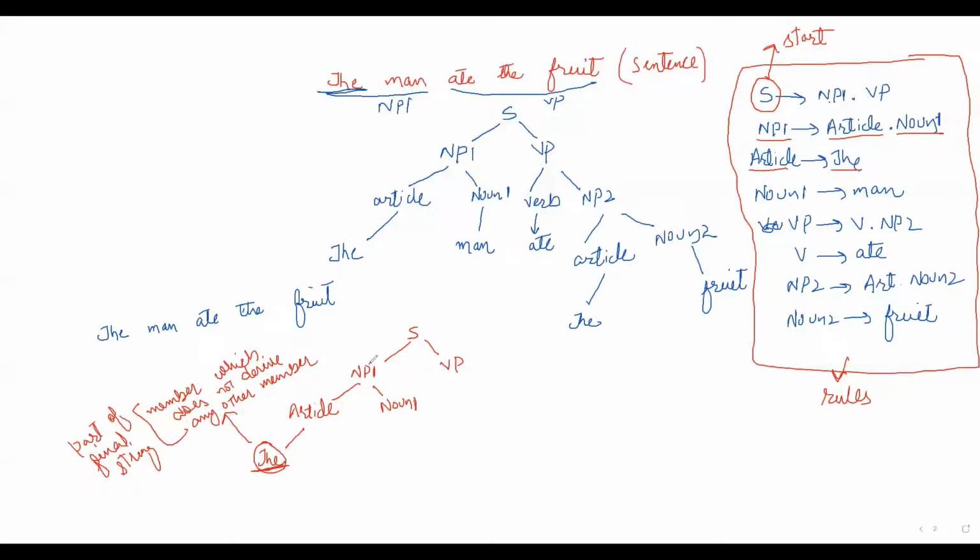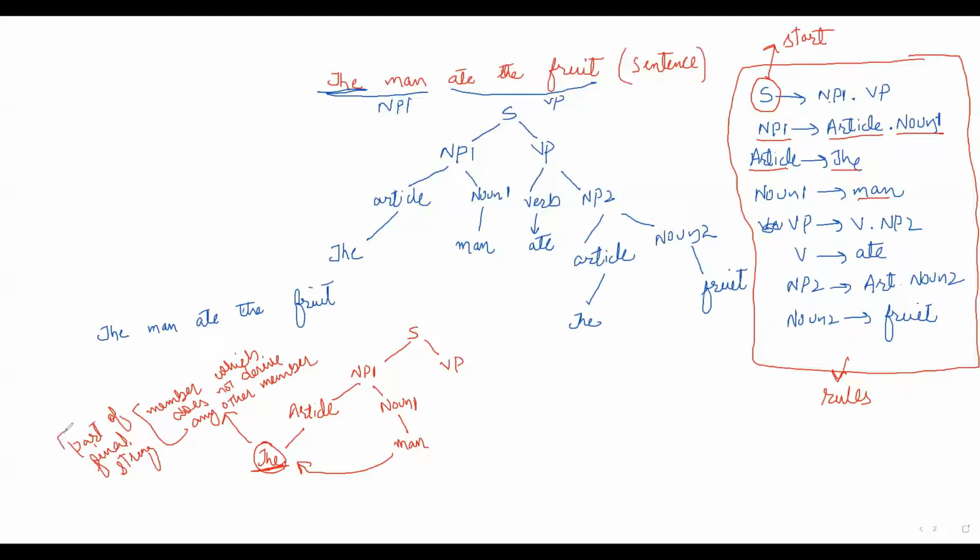So we are first completing the left side. Article is completed. Have we completed noun phrase one? No, because noun one is pending. Now noun one can be written as man. Is there anything that we can derive from man? No. This man belongs to this part. So this is also a member which does not derive any other member.